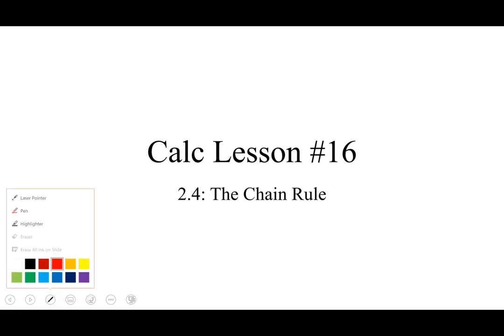All right, welcome everybody. Today we are going to talk about Calc Lesson number 16, and this is our first day of section 2.4, which is about something called the chain rule. Now, just to set the scene a little bit, we are still going to be taking derivatives for the rest of the chapter, but here in section 2.4, we're going to learn how to do so a little bit more efficiently, again, with something called the chain rule, and we are going to cover the chain rule over several days, so today is really just the introduction.